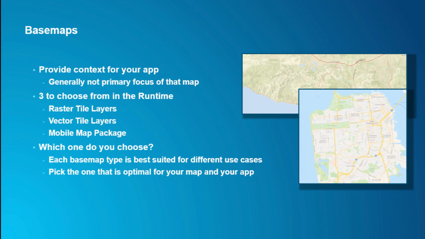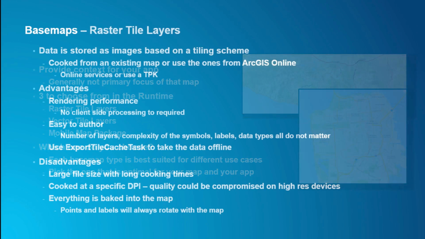So base maps, they provide context for your app, and they're generally not the focus. But a really nice base map will make your map really pop. You have 3 different base maps that you could choose from in the runtime. You can use raster tile layers, vector tile layers, or mobile map packages. So which one do you choose? Well, really, each one has its pluses and its minuses. And you got to pick the one that is the best base map for your app.